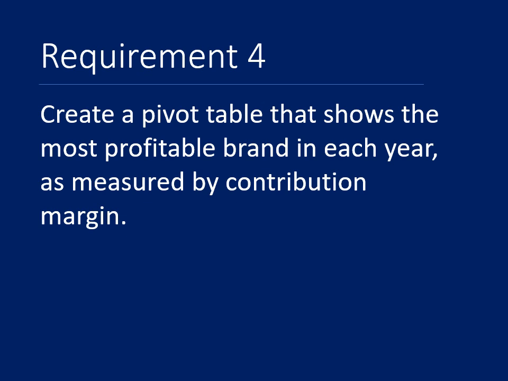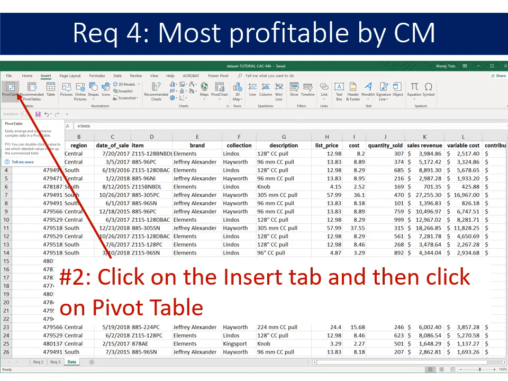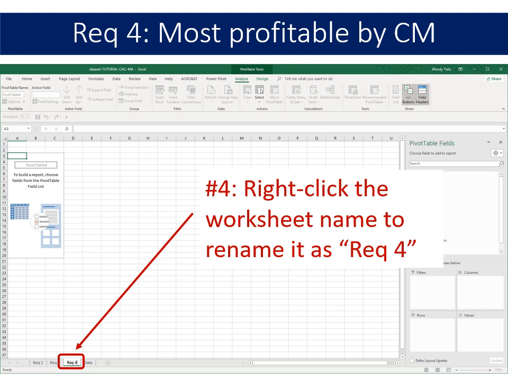Requirement 4 reads, create a pivot table that shows the most profitable brand in each year as measured by gross profit. The first step is to click anywhere in the data worksheet. Click on the Insert tab and then click on Pivot Table. Accept the defaults and click on OK. Before we go any further, right-click the Worksheet Name tab and rename it Requirement 4. That will help to keep track of the pivot tables.